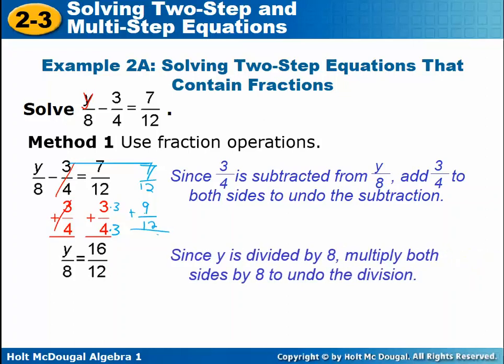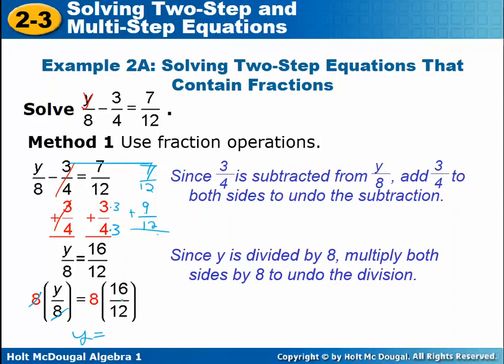So now that you have that, we have y divided by 8. The opposite of dividing by 8 is multiplying by 8. So we can multiply both sides by 8. So when you multiply this side by 8, you get y.